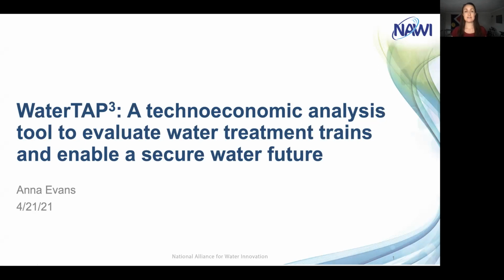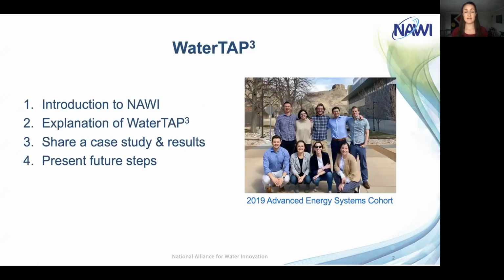WaterTAP3 is a techno-economic analysis tool used to evaluate water treatment trains and enable a secure water future. I am part of the 2019 Advanced Energy Systems cohort at Mines and NREL. My research is in the treatment and reuse of water, and today I'm going to be talking about the modeling tool that I'm helping to develop. It will support increased water reuse and enable more informed water investment decisions.